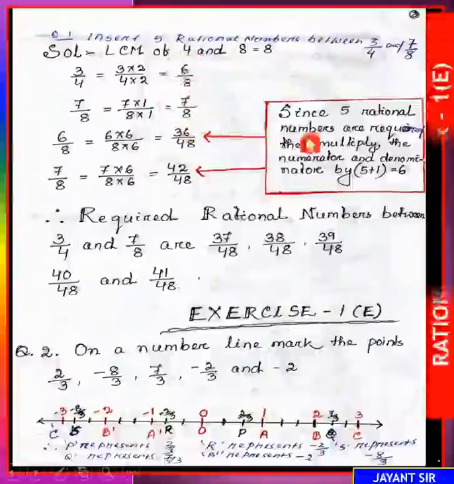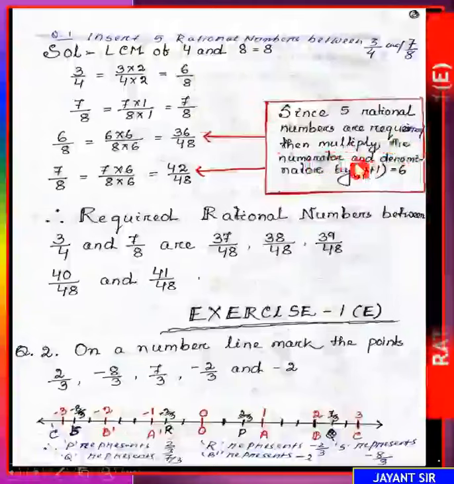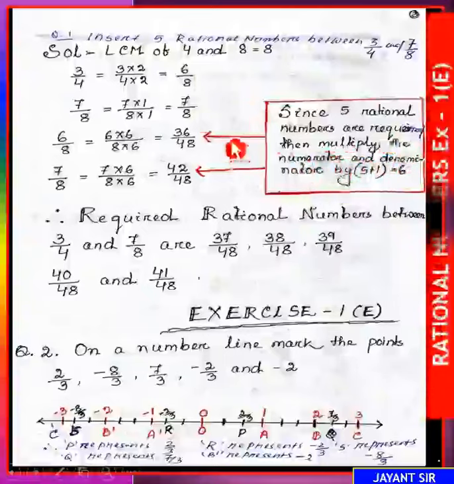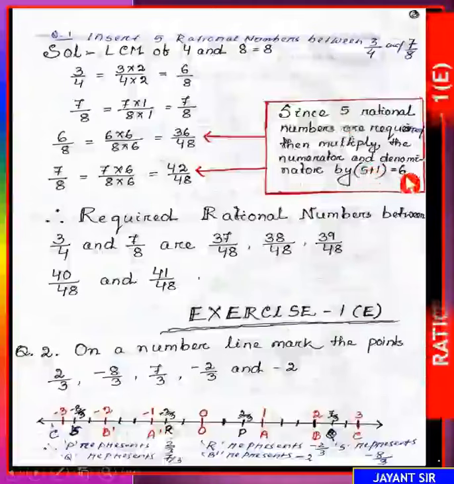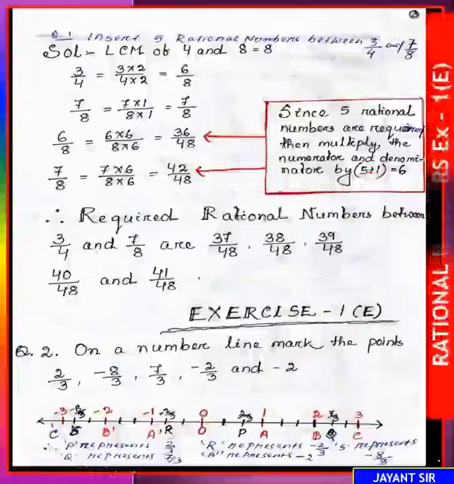But the question says 5 rational numbers are required between 6 by 8 and 7 by 8. So we have to multiply the numerator and denominator by 5 plus 1, which is 6. Let me give you an example of why we take 5 plus 1 equal to 6. Children, imagine there are 5 poles on the road.